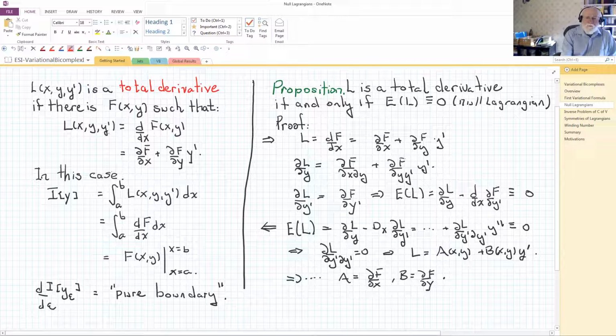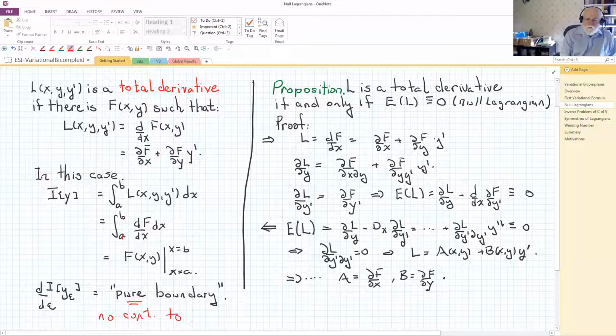So in this case, something happens. For Lagrangians which are total derivatives, we can of course evaluate the fundamental integral and just get a boundary term. So in this case, if you have a total derivative operator, its variation will be a pure boundary term, with no contribution to the Euler-Lagrange equations.